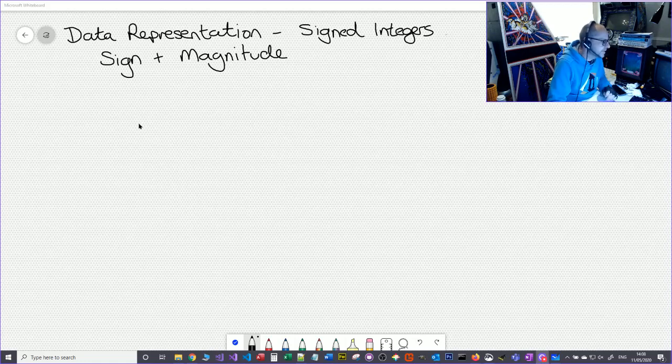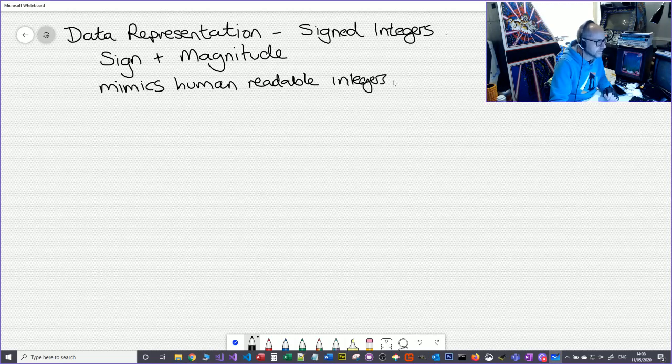And this mimics our way of writing human readable numbers. Okay, so we might write something like minus 37. So this bit is the sign, and this bit is the magnitude. So we're literally going to record that information when we write a number down.